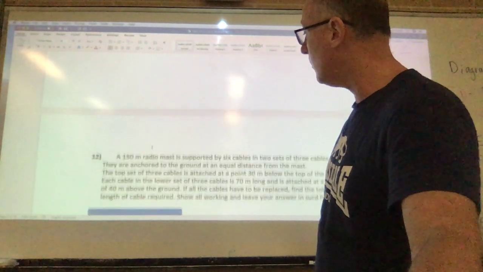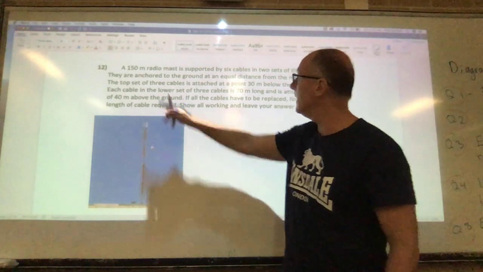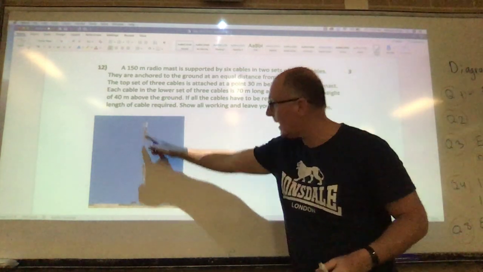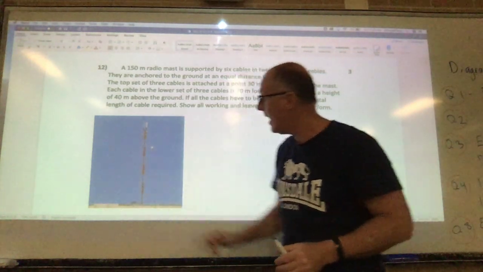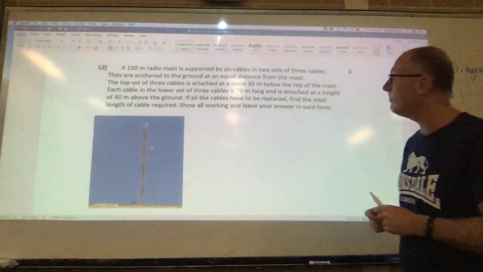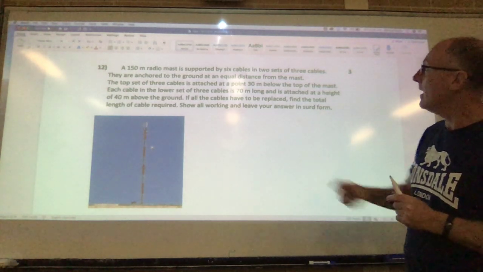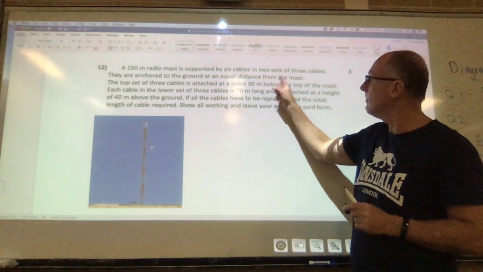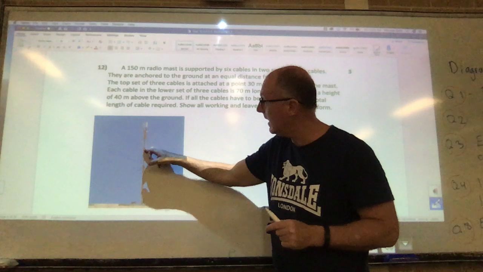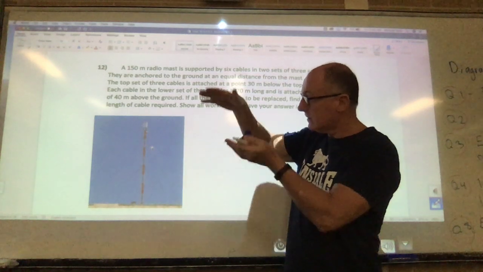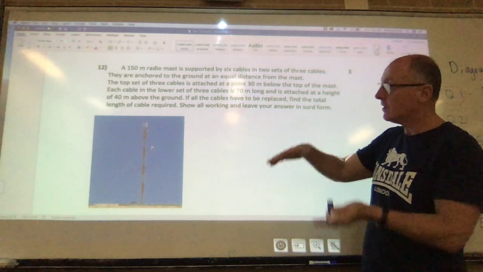There's a second A grade question. You've got a 150 metre radio mast. You've got 6 cables, a bit hard to see on there, but you've got 6 cables coming out from there. It says some important parts from here is that they are equal distance apart from the mast. In other words, the distance from there to there is the same as from there to there. The 3 distances are the same. So you can divide up the 150 metres by 3 and you can work it out.